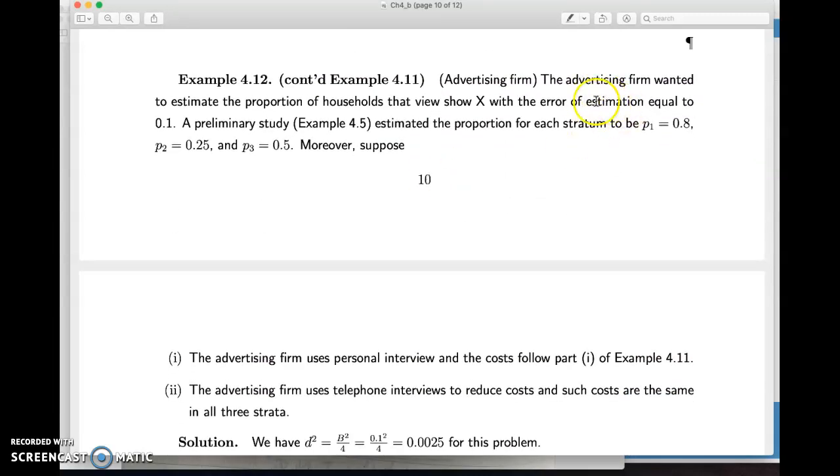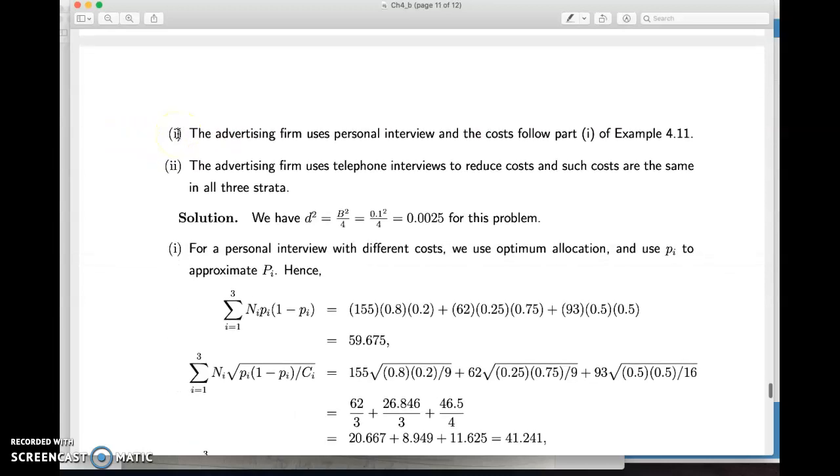Example 4.12. So now we are looking at the proportion of the three towns, and we have the error of estimates, the bound of estimation, limited by 0.1. The advertising firm used personal interviews, with the cost following part 1 of the previous example. So again, that would be optimal allocations. But now the point of estimate is the proportion rather than Y bar, the average viewing times. So first of all, we calculate D. D is the bound of error out of the critical value. Let's say we use 4. So D squared is around 0.0025 for this problem.